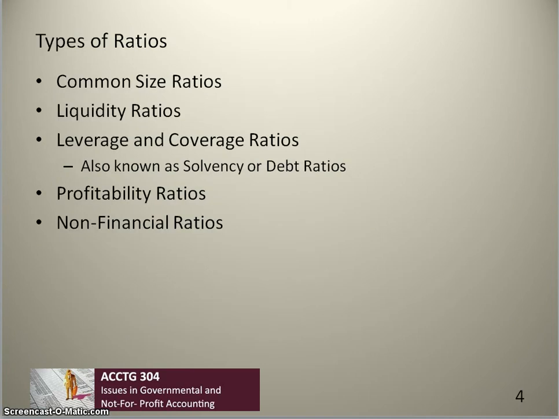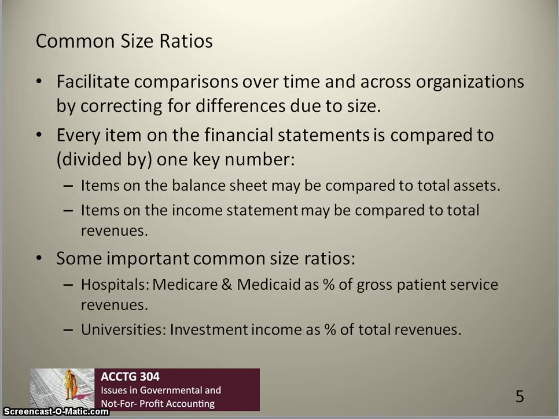Types of ratios that are often calculated for not-for-profits include common size ratios, liquidity ratios, leverage or coverage ratios, which are also sometimes known as solvency or debt ratios, profitability ratios, and sometimes some non-financial ratios.